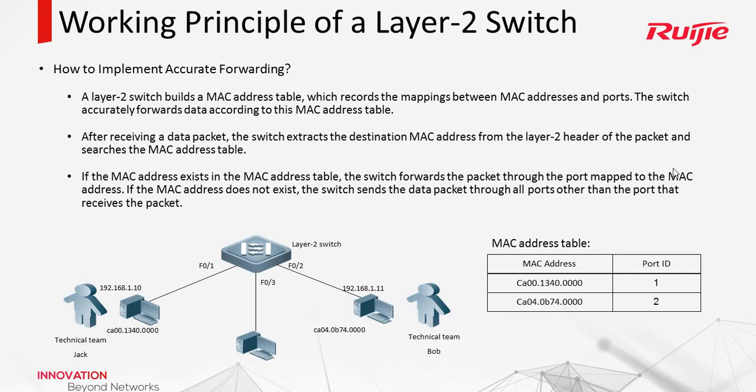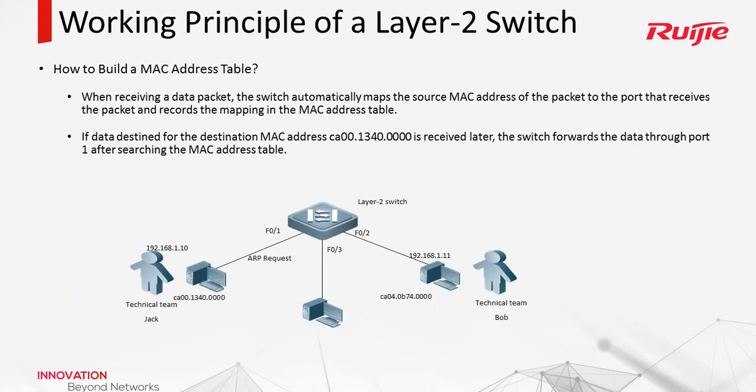In this topology, we can find that there is a table in the switch. We call this table the MAC address table. This table records the mapping between MAC address and the port ID. When the switch receives a packet, it will check the MAC address table. If there is a MAC address entry, then the switch will forward this packet to that interface. But how to build a MAC address table?